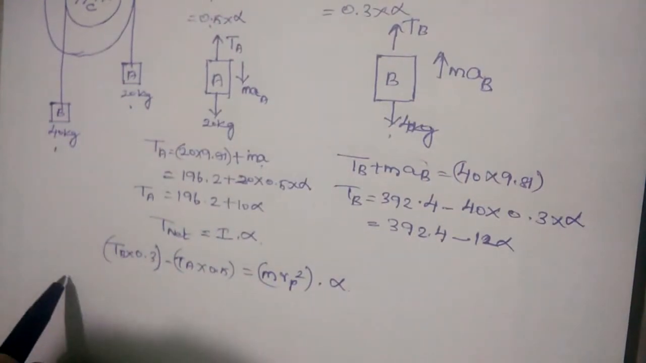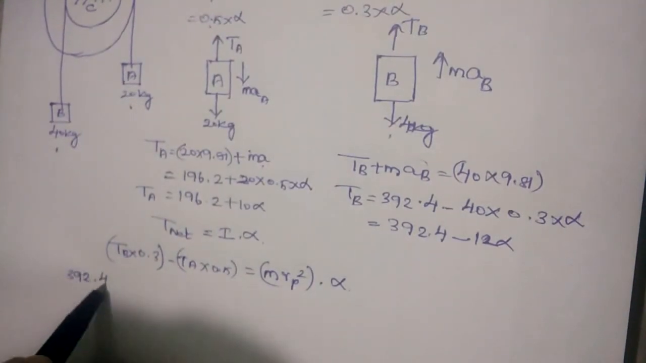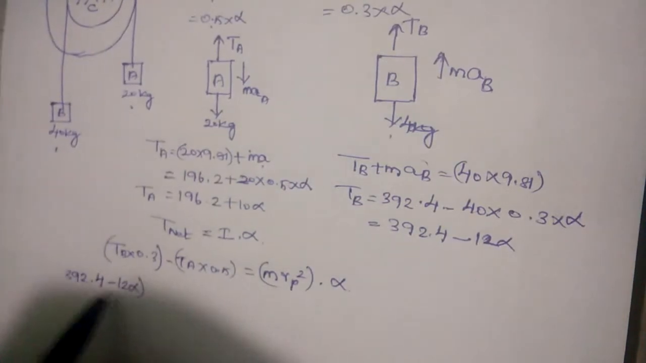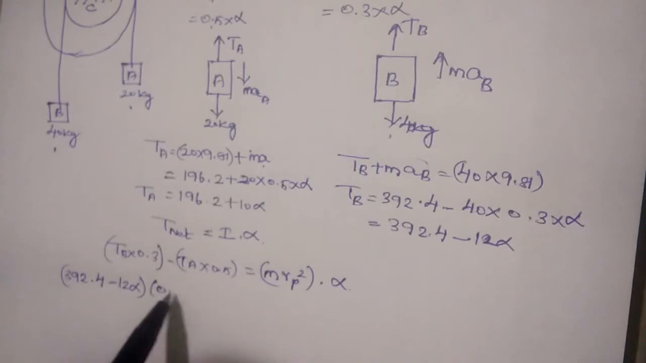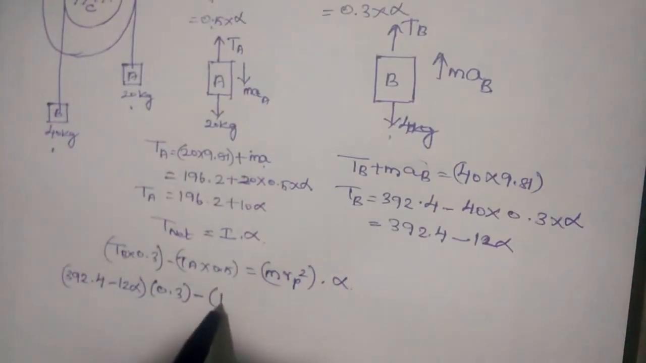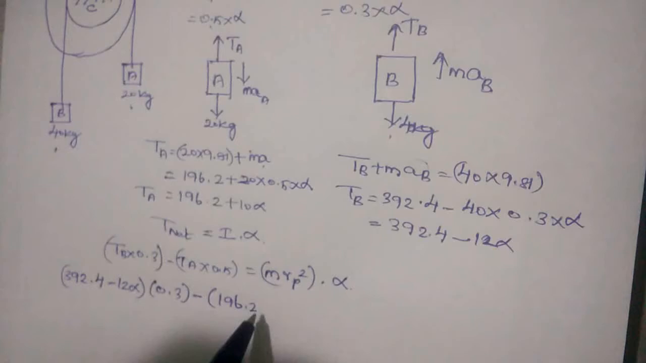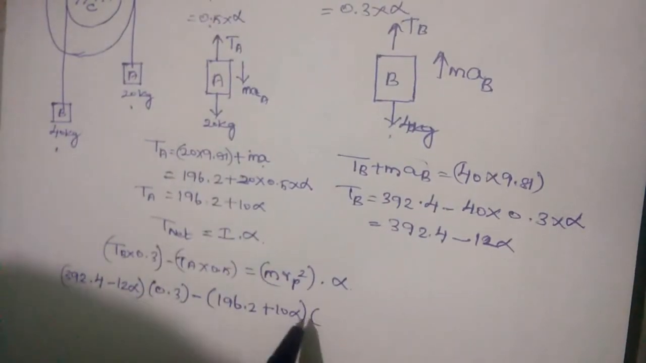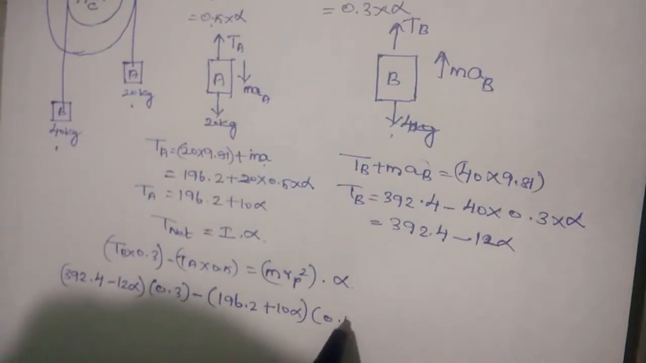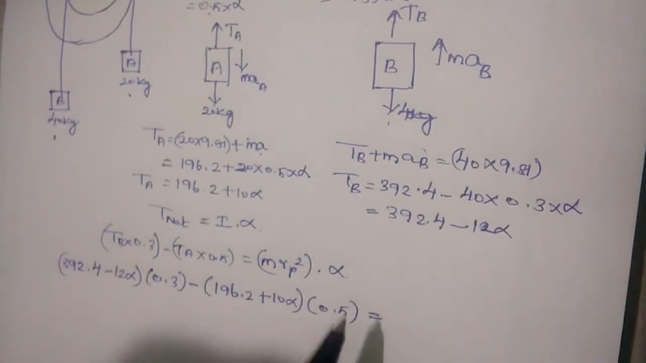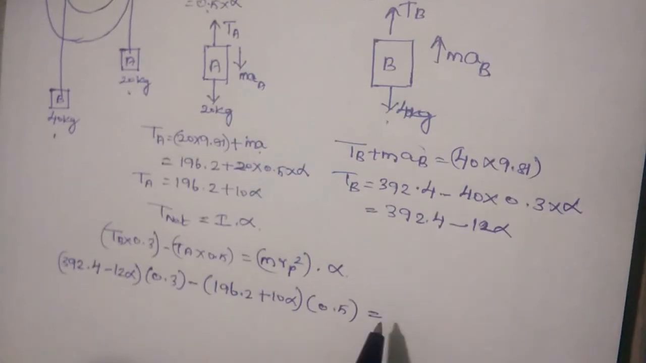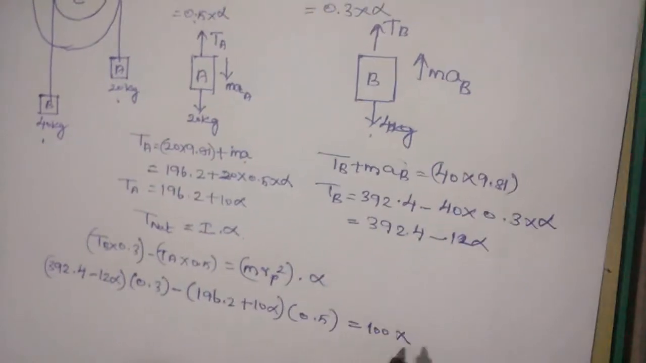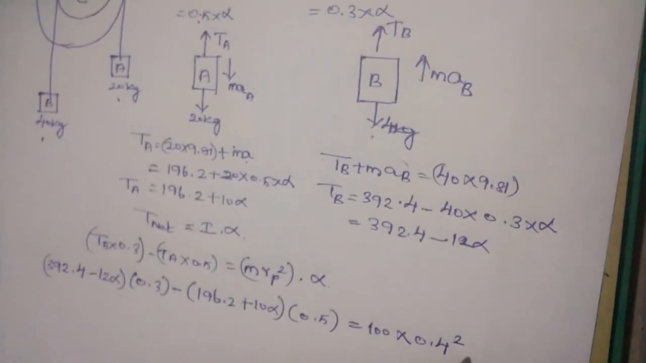Therefore TB is 392.4 minus 12 alpha, into 0.3, minus TA, which is 196.2 plus 10 alpha, into 0.5, is equal to M into k squared into alpha. Here M is 100 kg, the mass of the pulley, so 100 into the radius of gyration of the pulley, 0.4, whole squared, into alpha.